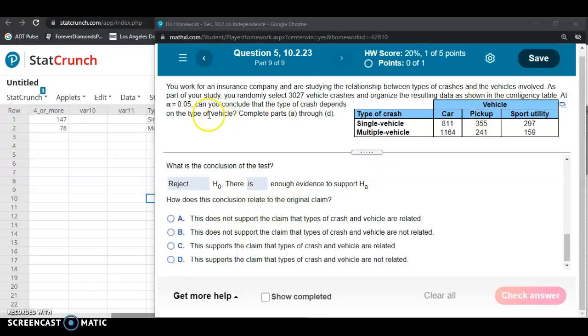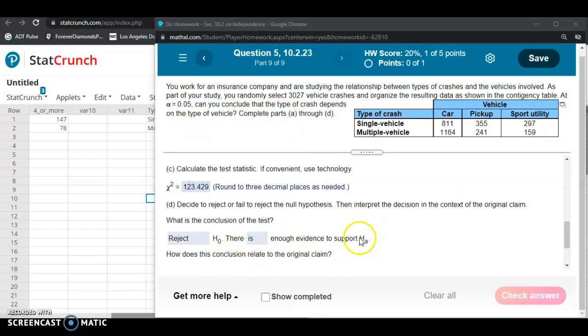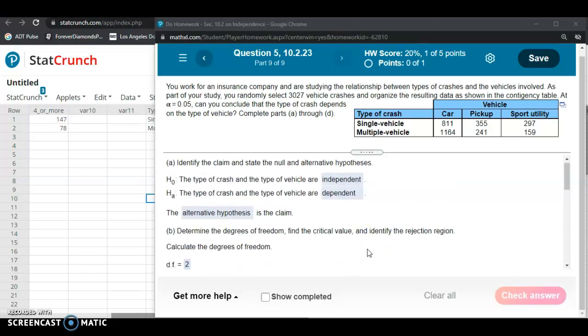Just remember, the claim is given by this statement in the problem. Rather, it's a question: at this level of significance, can we conclude that the type of crash depends on the type of vehicle? Remember, we rejected the null hypothesis in favor of the alternative hypothesis, and earlier in the problem, we said that the claim in the problem is represented by the alternative hypothesis.